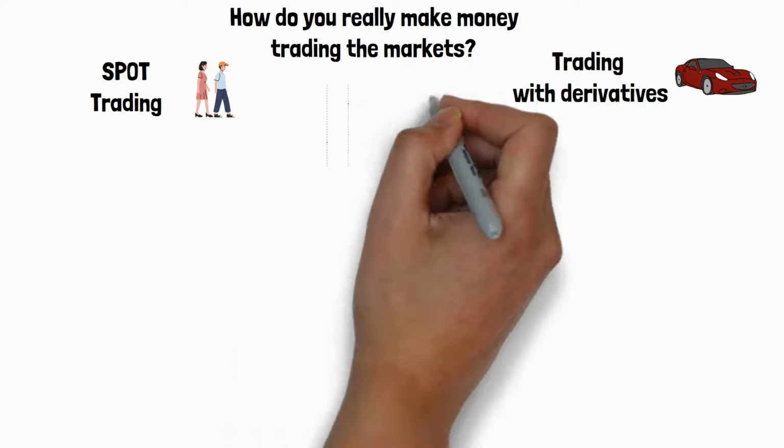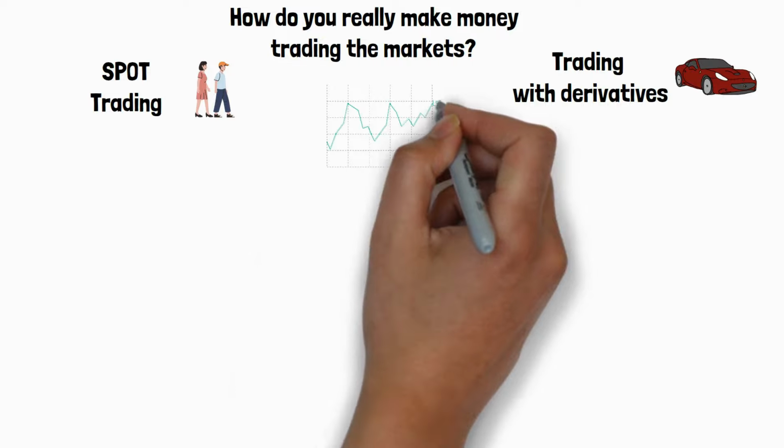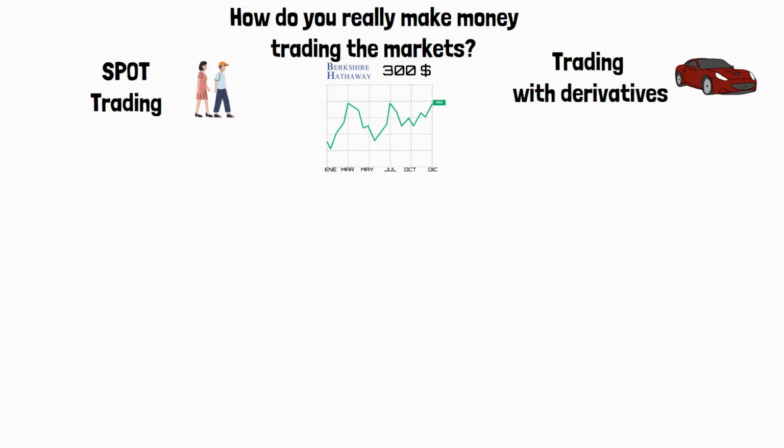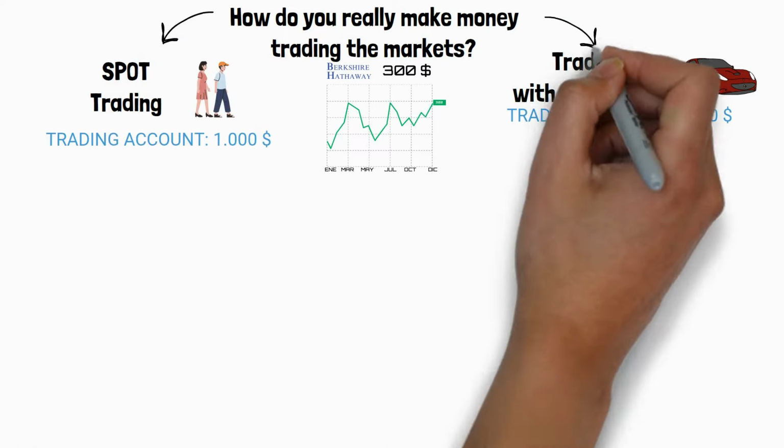Imagine your financial advisor tells you to invest in Berkshire Hathaway, which is currently priced at $300. You have $1,000 to invest and 2 options: to invest in spot trading or with financial derivatives.